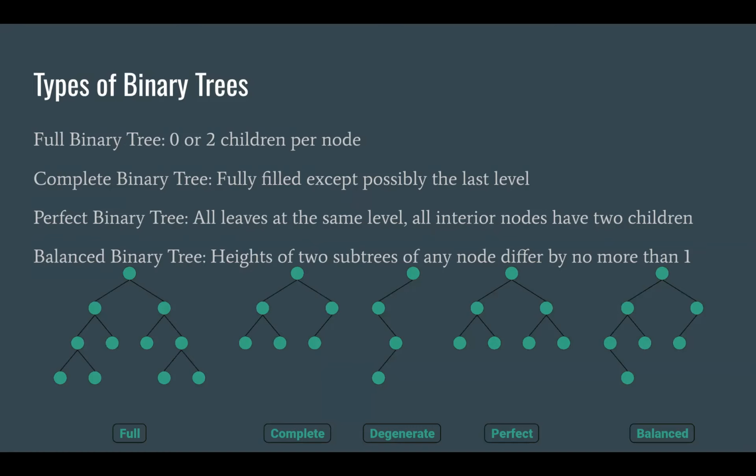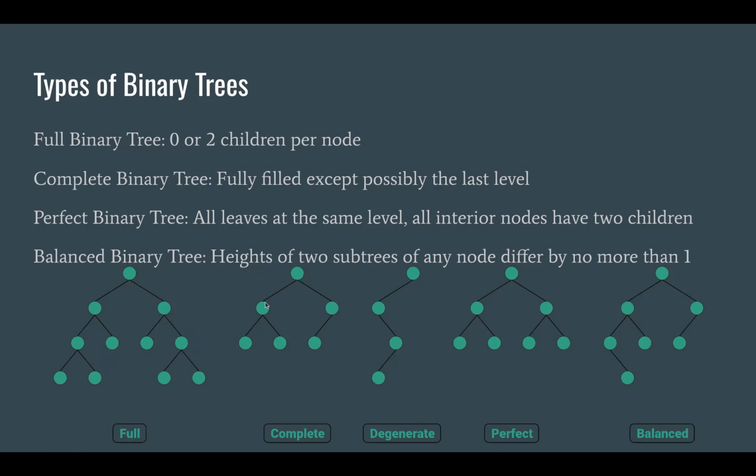Types of binary trees. A full binary tree has nodes with either two or no children, creating a balanced appearance. You'll be able to see an example here. We see that the root has two children, and level 1 also has two children, and at level 2, the outermost nodes have two children, but the innermost nodes have zero children.